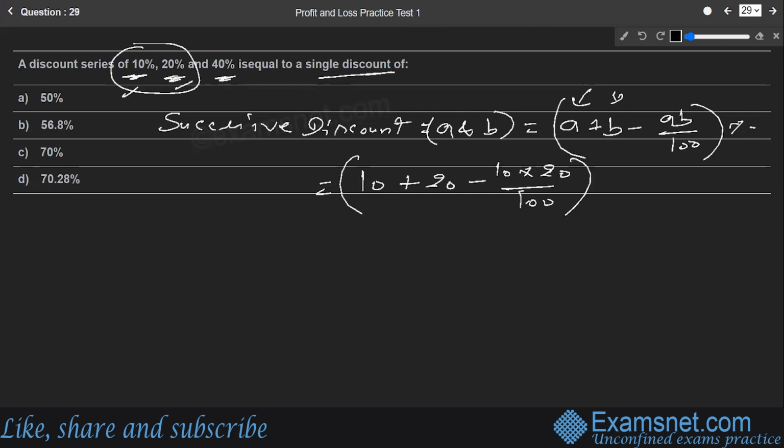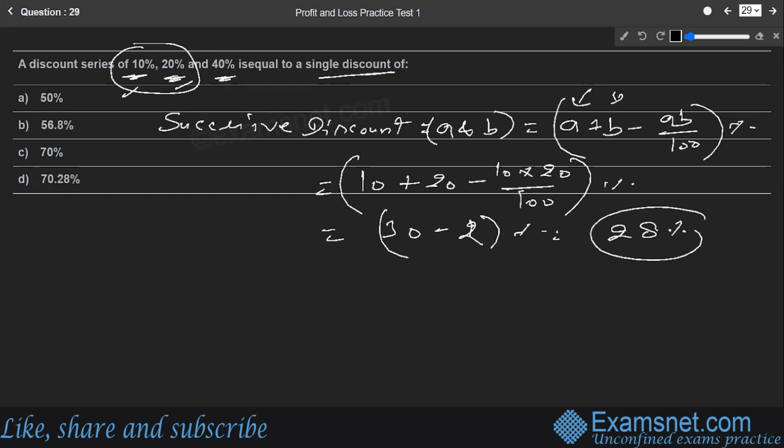This is what we can do. This much discount should be offered. How much is this? 30 minus 20 into 10 is 200 by 100, which is 2. That is actually equal to 28%. So a discount of 10 and 20 successively is actually equal to a single discount of 28%.